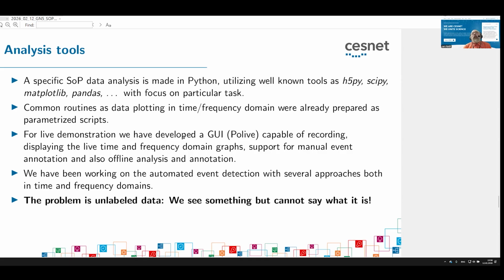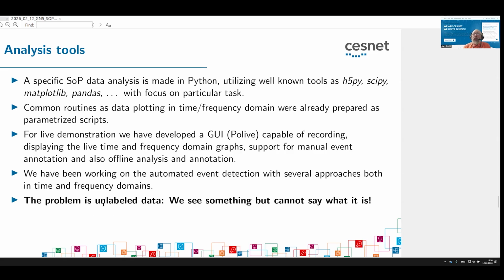But for live demonstration, my colleagues developed a GUI called PoLive, and you may record and display what's going on in the time and frequency domains. You can also manually annotate what's going on. We also work on automated event detection with several approaches. There is no time to go into details. And again, in time and frequency domains.